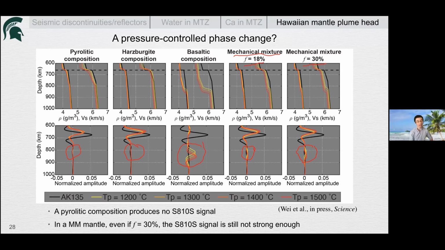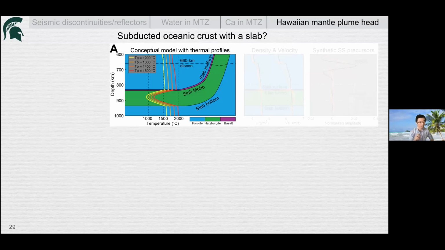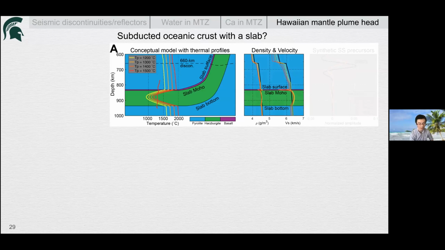So instead, we probably want a little more realistic model, still a conceptual model, where we have a subducted slab crust, subducted depleted mantle, and ambient pyrolytic mantle over here. And then we have these 4 different thermal profiles. Let's see what the density and velocity profiles are right across this flat slab. That's what's shown over here: the density profile versus the velocity profile.